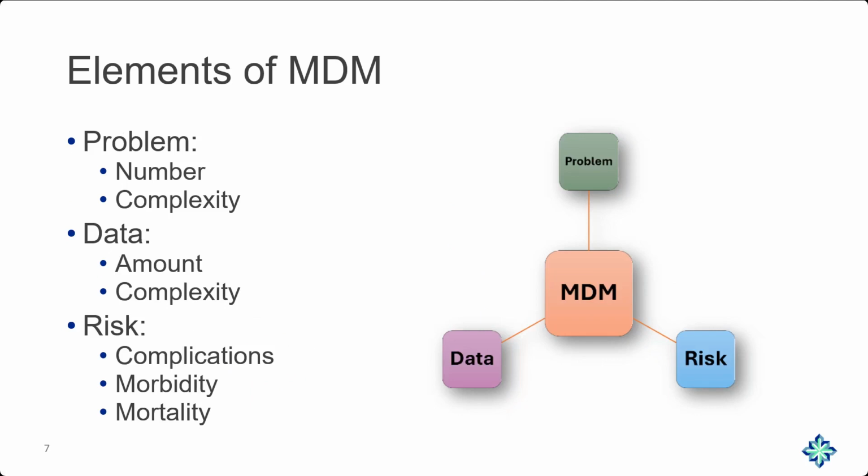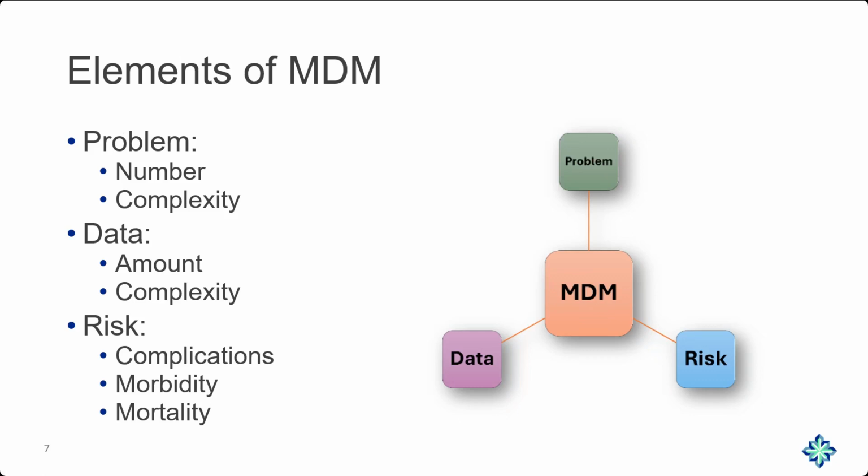So the elements of MDM, we're focusing on risk today, but the elements of MDM are, first, problems, which is going to be the number of problems and the complexity of those problems that are being addressed in that encounter that day. It's not going to be the laundry list of everything that's going on with the patient. If it's not addressed in that encounter, it's not going to count towards MDM for that visit. We also look at the data, which is going to be the amount of data that is reviewed and the complexity of that data to determine your level of data. And risk, this is today's focus.